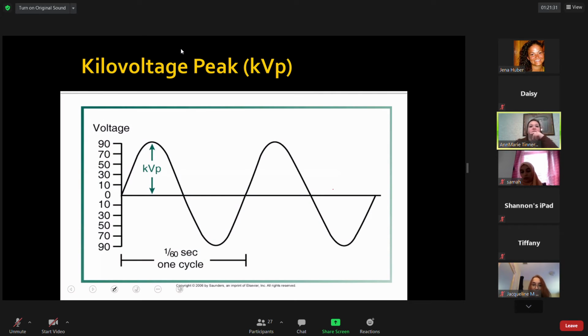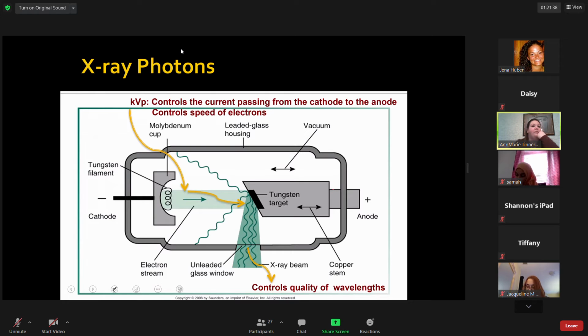All right, this is showing you the kVp. Again, this is 1/60th of a second. Here are your X-ray photons. I just took this from the book. The kVp controls the current passing from the cathode to the anode, and it controls the speed of electrons and the quality of the wavelength.